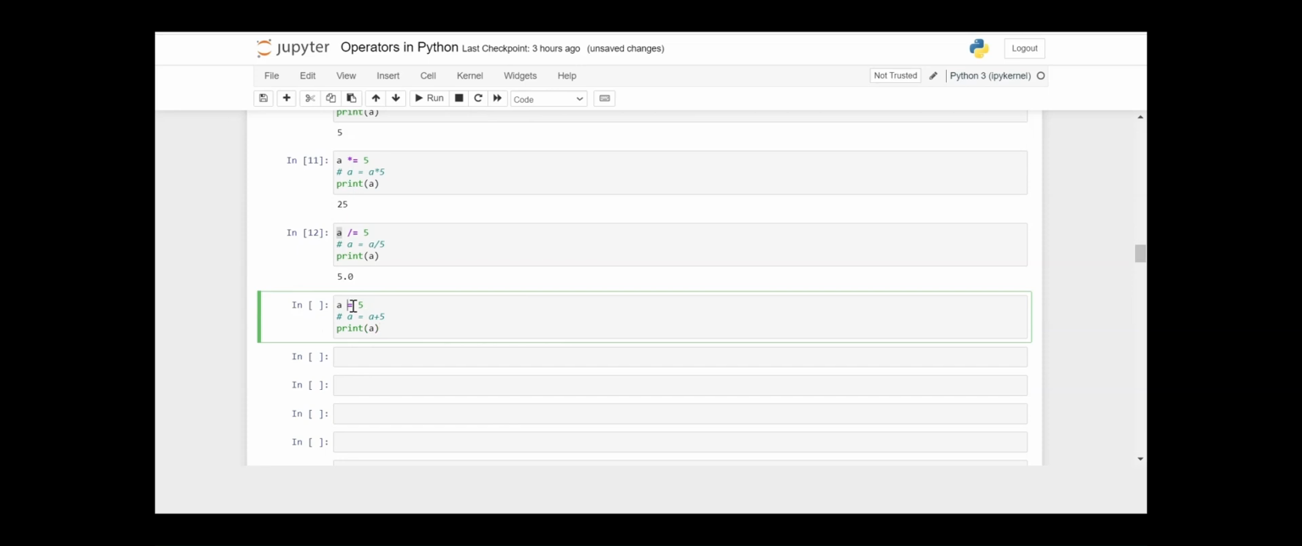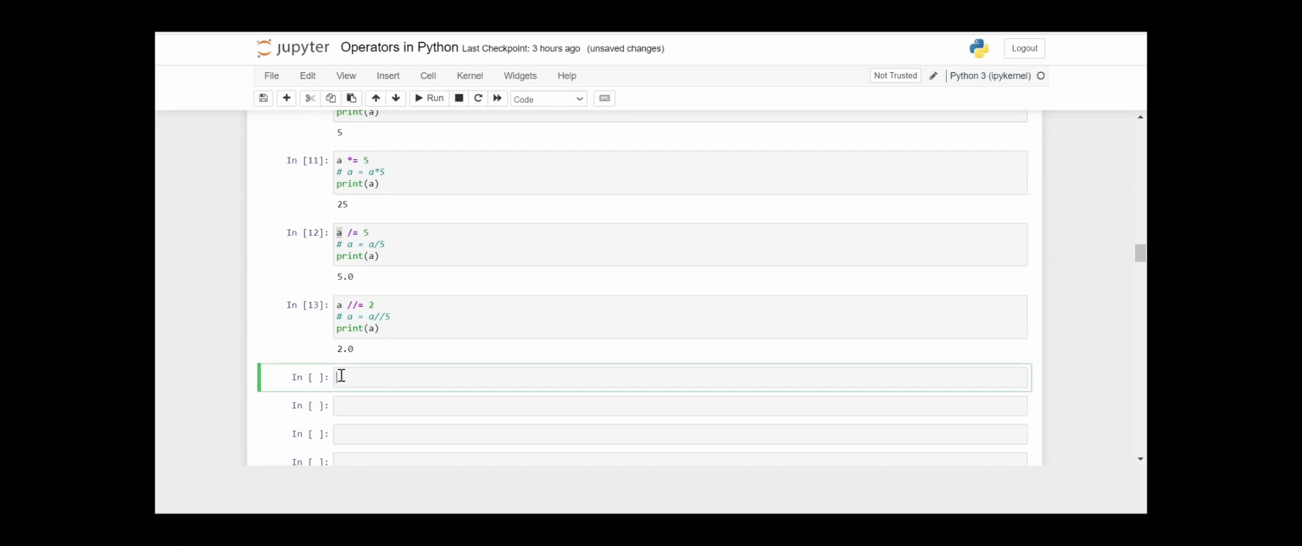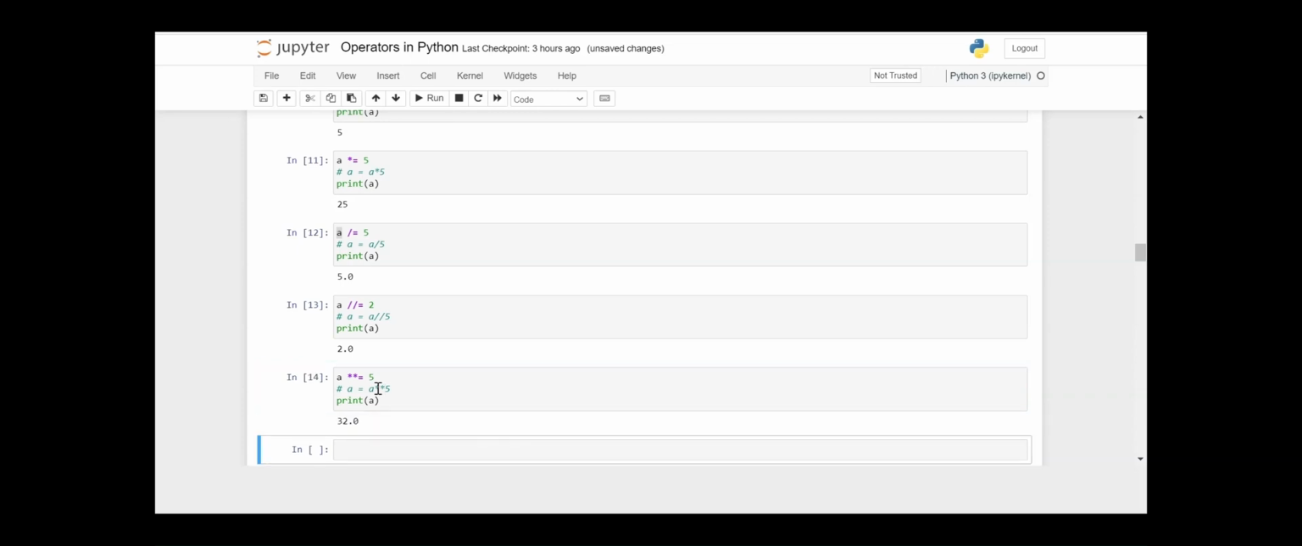Now let's do floor division. We have 5, so we're going to floor divide with 2. 5 divided by 2 is 2.5, so what output are we going to get? 2. See? Now let's do exponent. 2 power 5 is going to be 32. See?